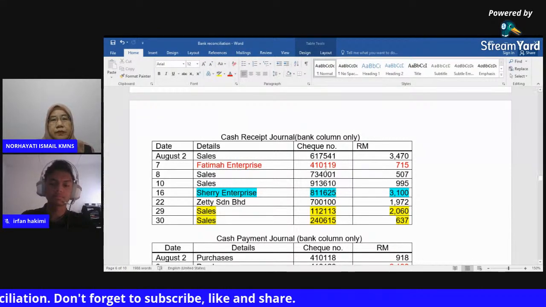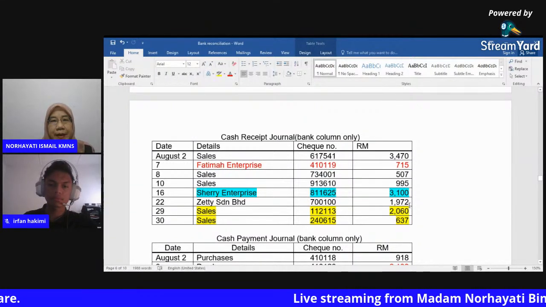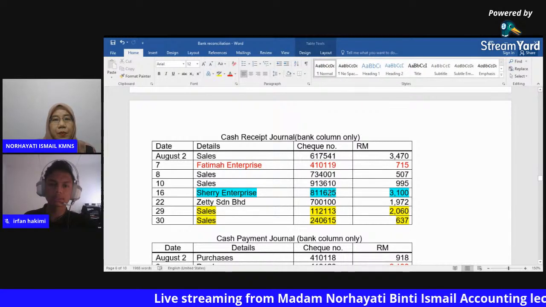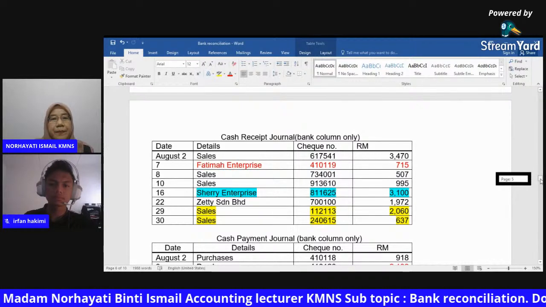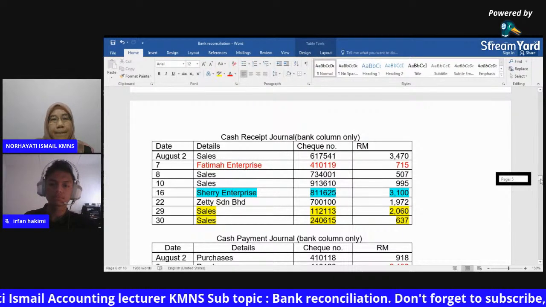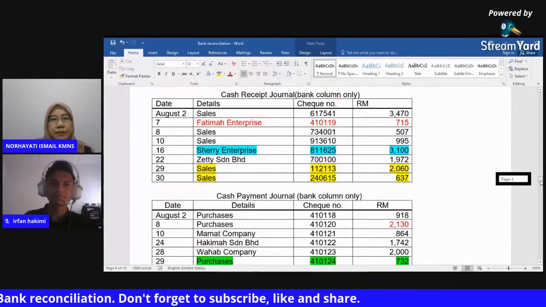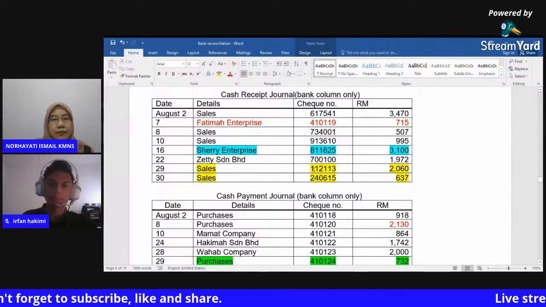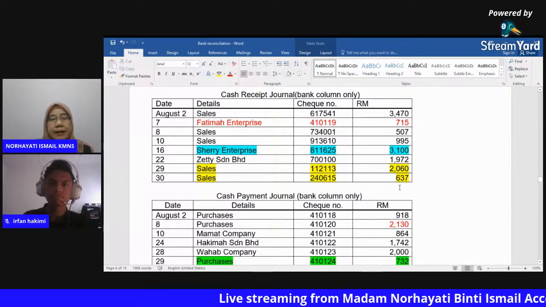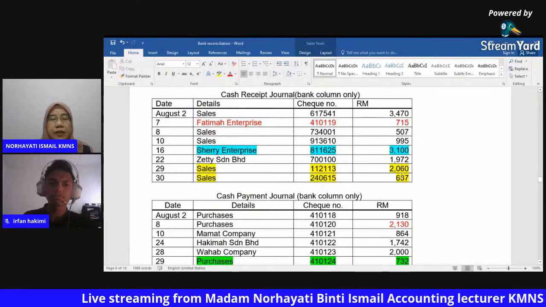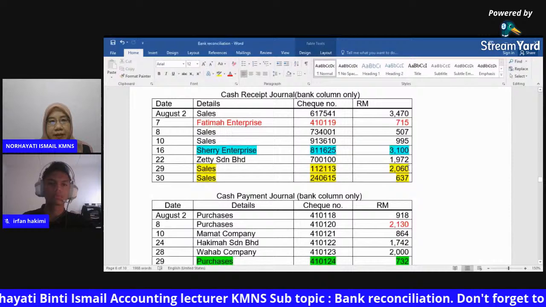So this is the item that does not match with the bank statement. Okay, number one, you can see this color, blue color, represents the number of blue color. This one, cash payment. Okay, we look at the yellow color. The yellow color represents the amount in the cash book that had been recorded but not recorded in the bank statement. Okay, this one we call deposit in transit.